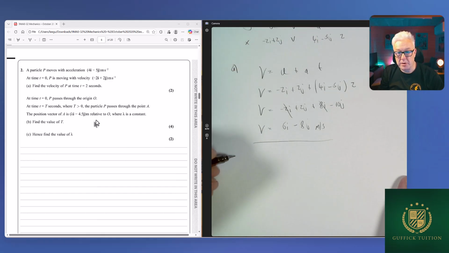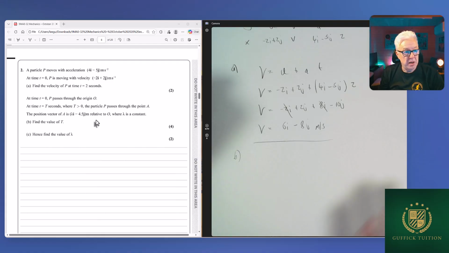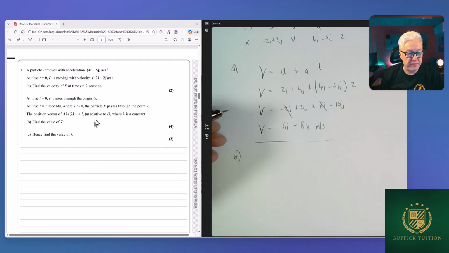Okay, let's see what's going on in part B. At time t equals 0, P passes through the origin. At time t equals t seconds, where t is greater than 0, the particle passes through the point A. The position vector of A is lambda i minus 4.5j relative to O, where lambda is a constant. Find the value of t and hence find the value of lambda.